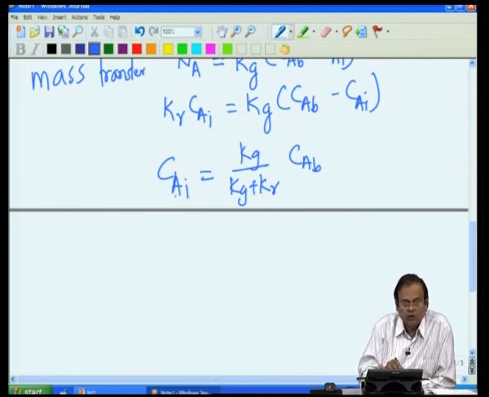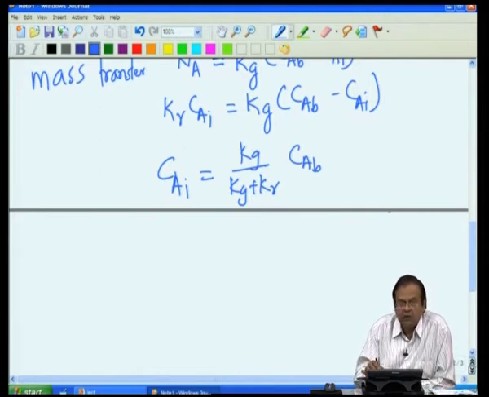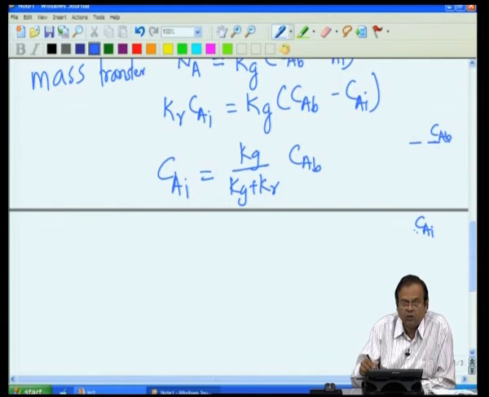That is, concentration at the interface is some fraction of the concentration at the bulk. So, just imagine that this line which you are seeing here is my interface, that is the surface of the catalyst. So, concentration here is Cai, this is somewhere my boundary. So, that concentration is Cab. So, this concentration Cai is a fraction of this bulk concentration, and that fraction has both mass transfer coefficient as well as reaction rate constant into it.